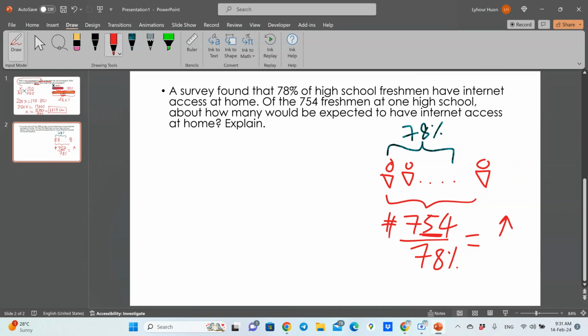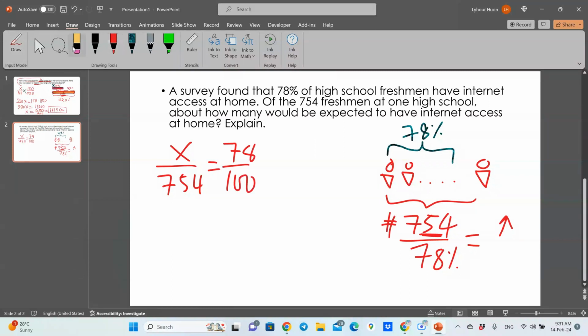x over 754 is equal to 78 over 100. Yes, yes. Okay, that is the correct solution. Then solve for x, right? Yeah. Okay. Now I'm going to give you the answer. So this written equation is correct already.